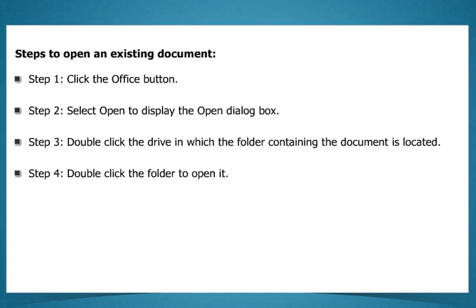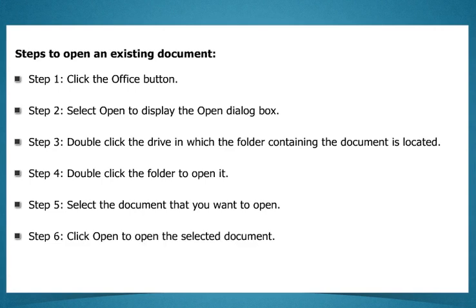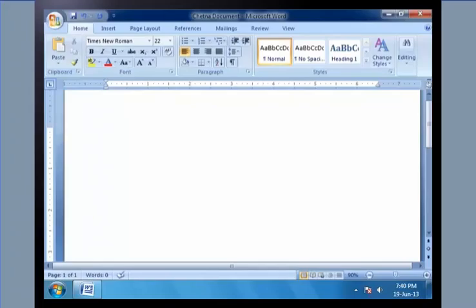Step 4. Double-click the folder to open it. Step 5. Select the document that you want to open. Step 6. Click Open to open the selected document. Now, we know how to create, save, and open a document in MS Word. Let's see how to insert, delete, modify, and copy text in a Word document.